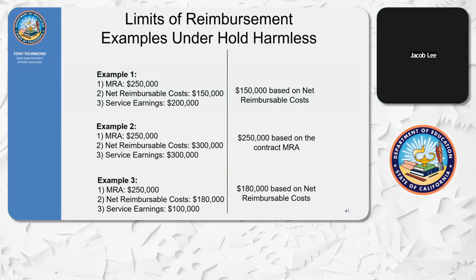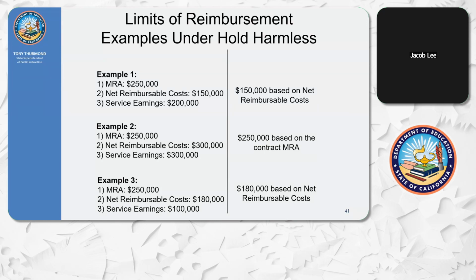Here we'll look at some examples of the limits of reimbursement under hold harmless. In example 1, it shows an MRA of $250,000, net reimbursable expenses of $150,000, and service earnings of $200,000. Because net reimbursable costs are the lesser of the two, reimbursement is going to be $150,000 for this example. In example 2, it shows an MRA of $250,000 with net reimbursable costs at $300,000 and service earnings at $300,000 as well. For this example, they would be reimbursed at the MRA since that is the lesser of the two, and that's going to be $250,000.